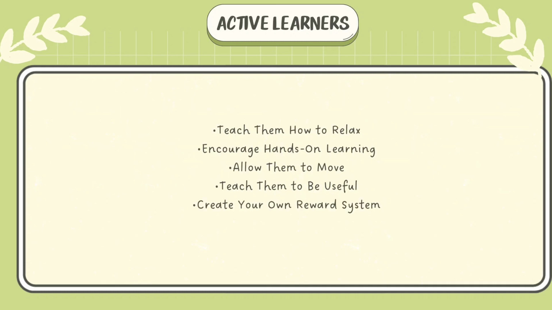Active learners need full attention from us. First, we have to teach them how to relax, and we have to know how to implement the relaxation. First, we have to take a breath by five counts: inhale five counts and exhale five counts, and tell them how to imagine a calm view or similar. Second is to encourage hands-on learning. They can't just stay and listen to the teacher because they like doing their learning.